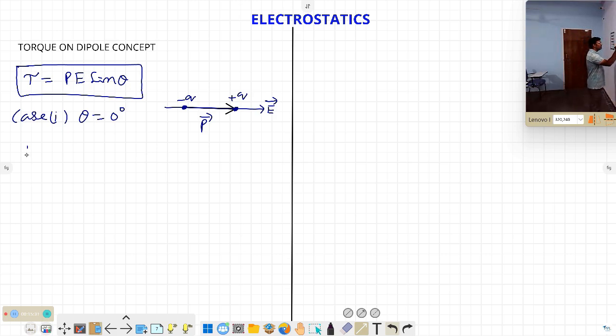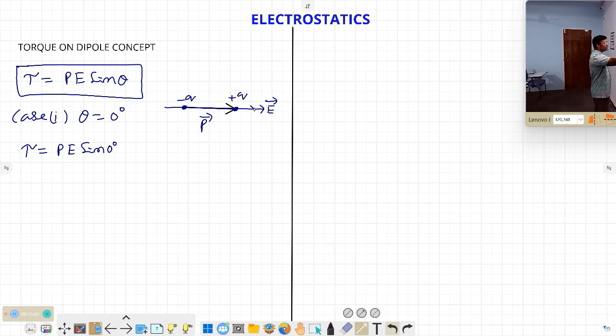To explain that, torque is equal to the magnitude of P, magnitude of E, and the sine of the angle, that is sine 0 degrees. So in this case, if the dipole is placed in the direction of the electric field, it never experiences a torque because, although it experiences a force, there is no perpendicular distance between the two forces.